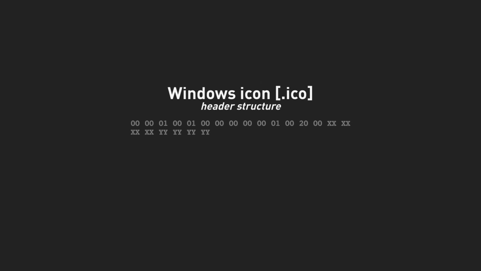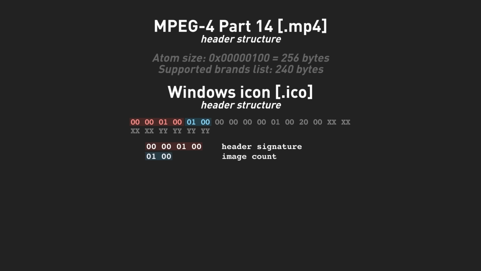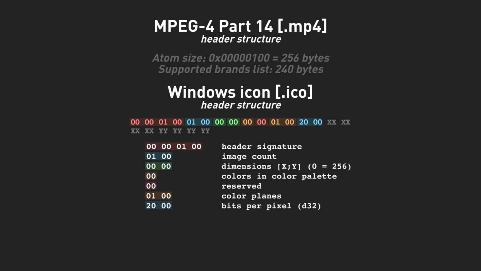Let's align this to the MP4 header. The first 4 bytes are that super generic signature, which translates to a 256-byte atom size. For now, that just means we have to extend the supported brands list with 240 bytes of empty data, which will become important later on. The next 2 bytes specify the amount of images that the icon holds. In our case, let that be just 1. The next 8 or so bytes define the parameters of the image, but we can pretty much just ignore these.